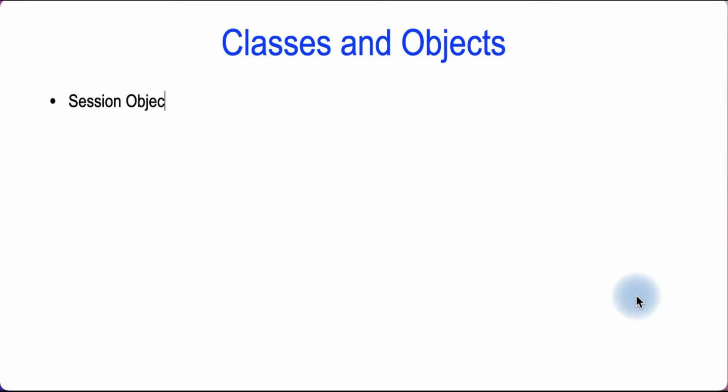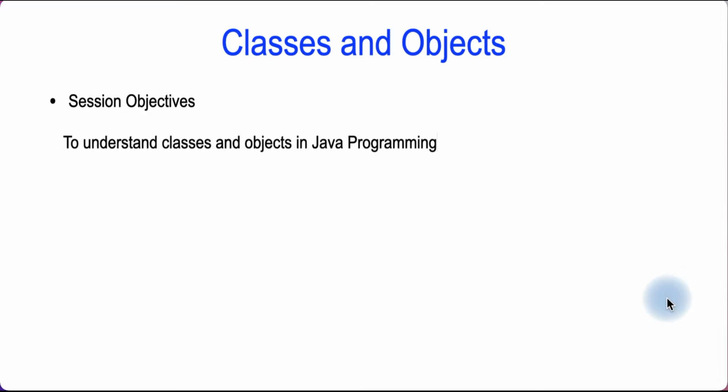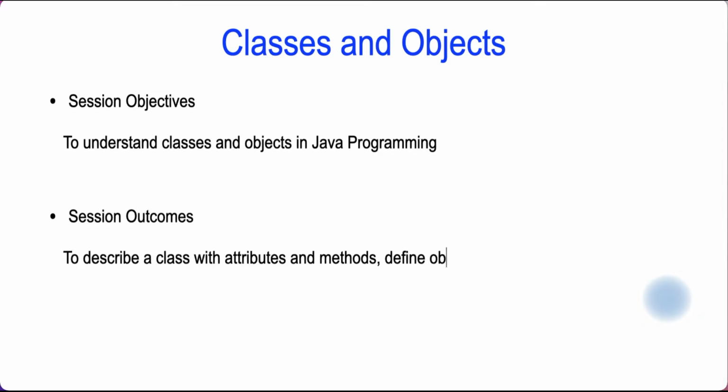So the session objective is to understand and explore classes and objects in Java programming, and the outcome is to describe a class. At the end of this session you will be able to describe what is a class and what is an object. Let us see a few examples.